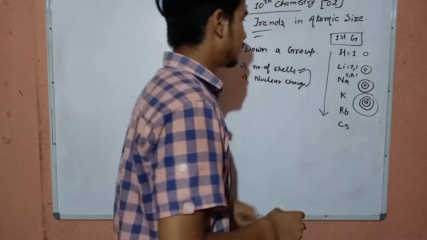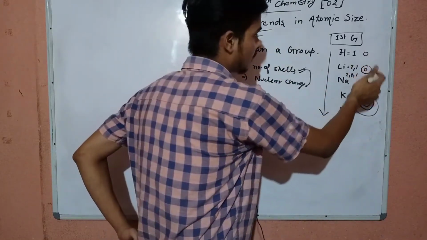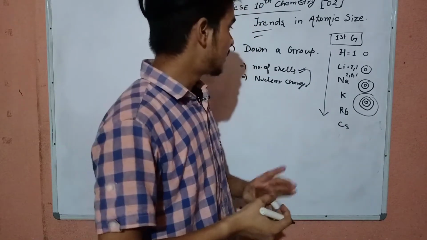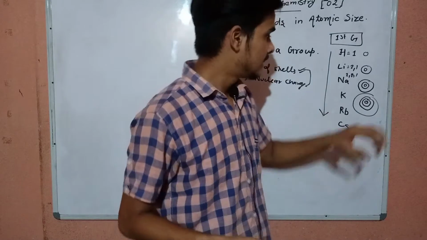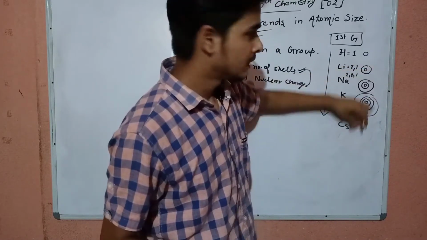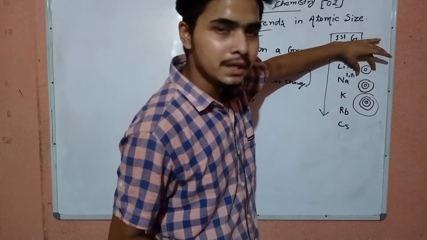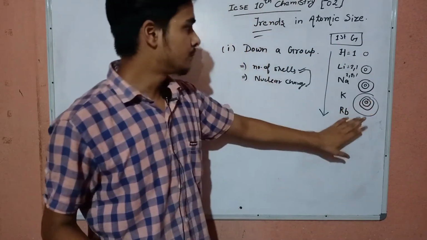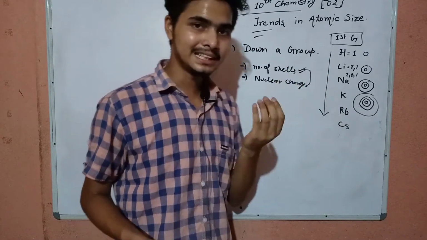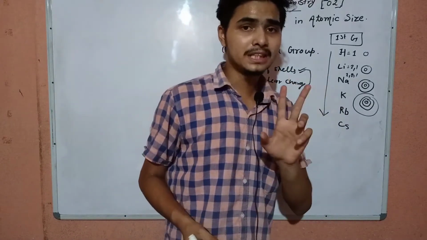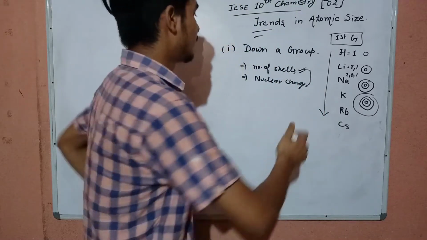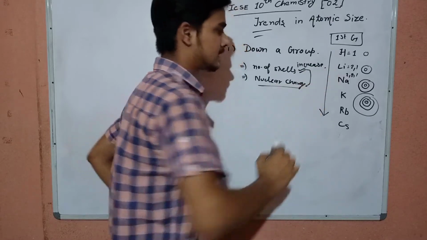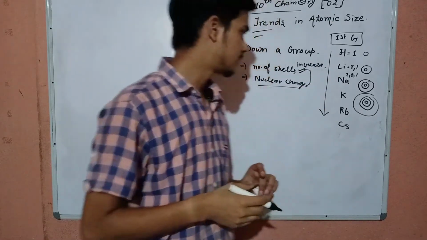Okay, so when we are going down a group, the number of shells is getting increased. And we have learned that if the number of shells increases, the atomic size gets bigger. Atomic size small, then a little bigger, more bigger, even more bigger. But we will always take two factors. Number of shells is getting increased, very good. What about nuclear charge? Is it also getting increased or not?